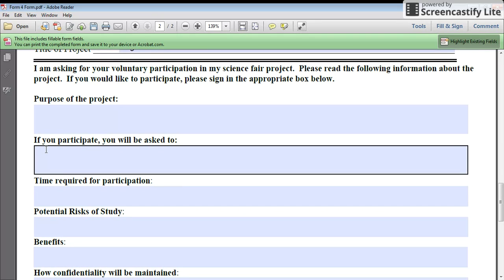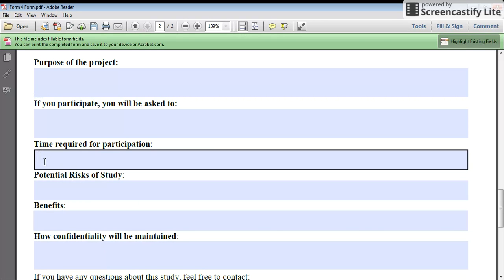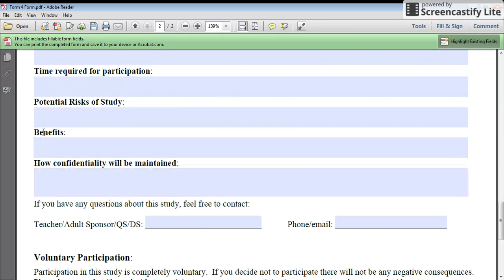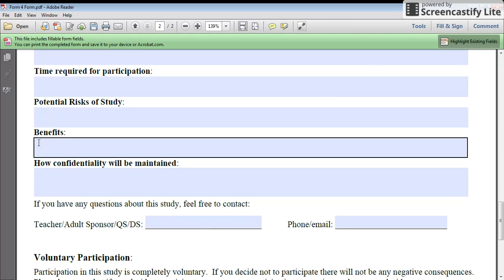Question 2 is asking if someone participates, what will they be asked to do? It has to be very clear if they're taking a survey or a test. They should give an estimate of the time required, the potential risk of the study, and the teacher or designated supervisor should work on this portion with the student. Potential risks for the study could be feeling uncomfortable or doing better on a test, depending on what the nature of the student's work is. And the doing better on the test would be here under benefits.